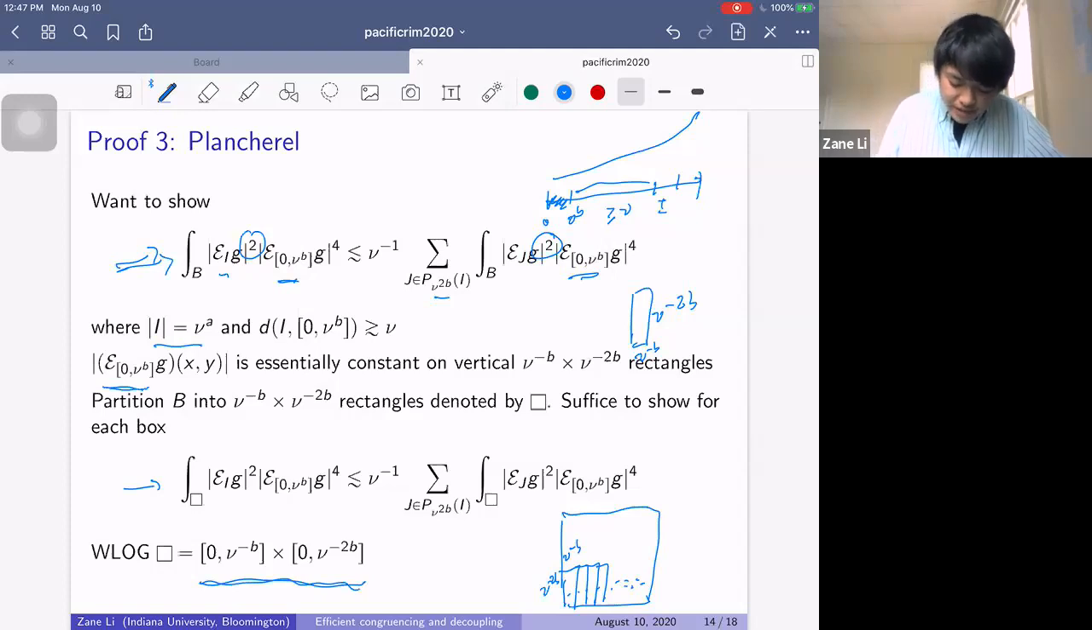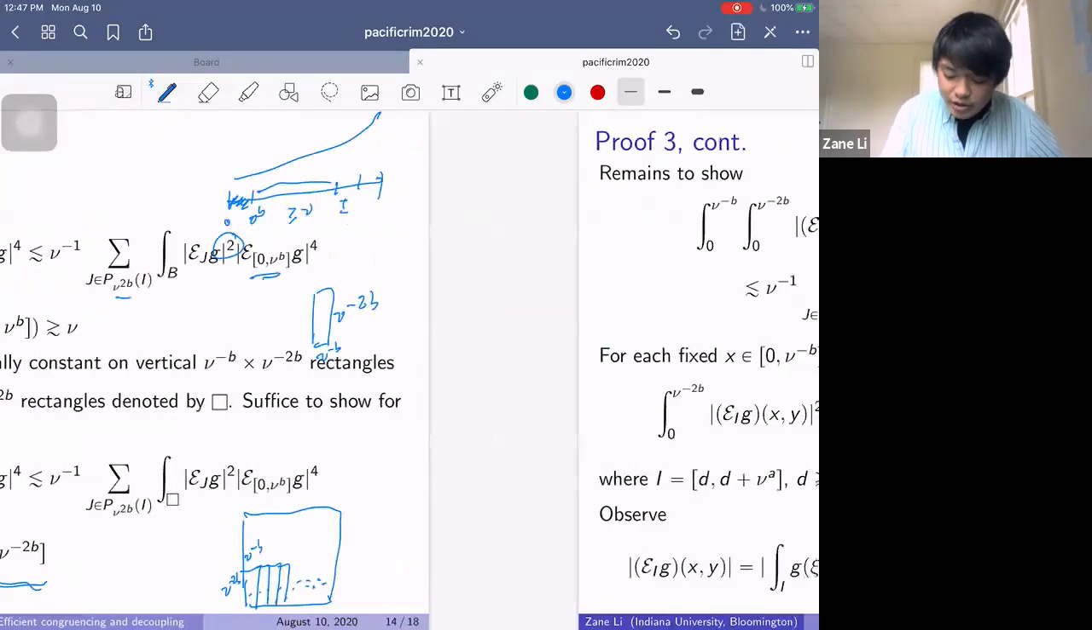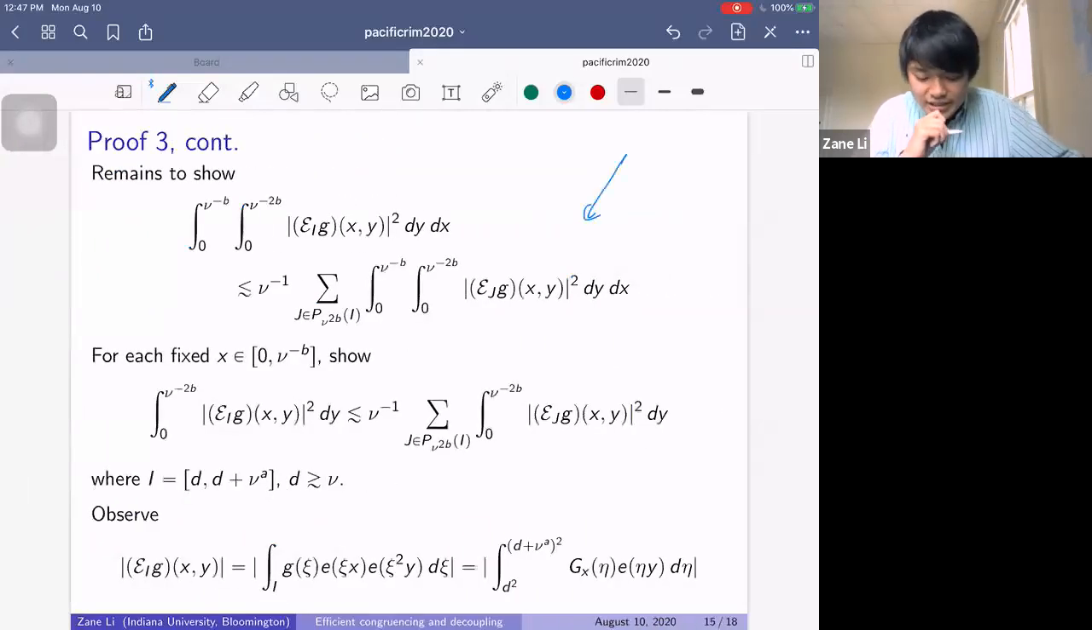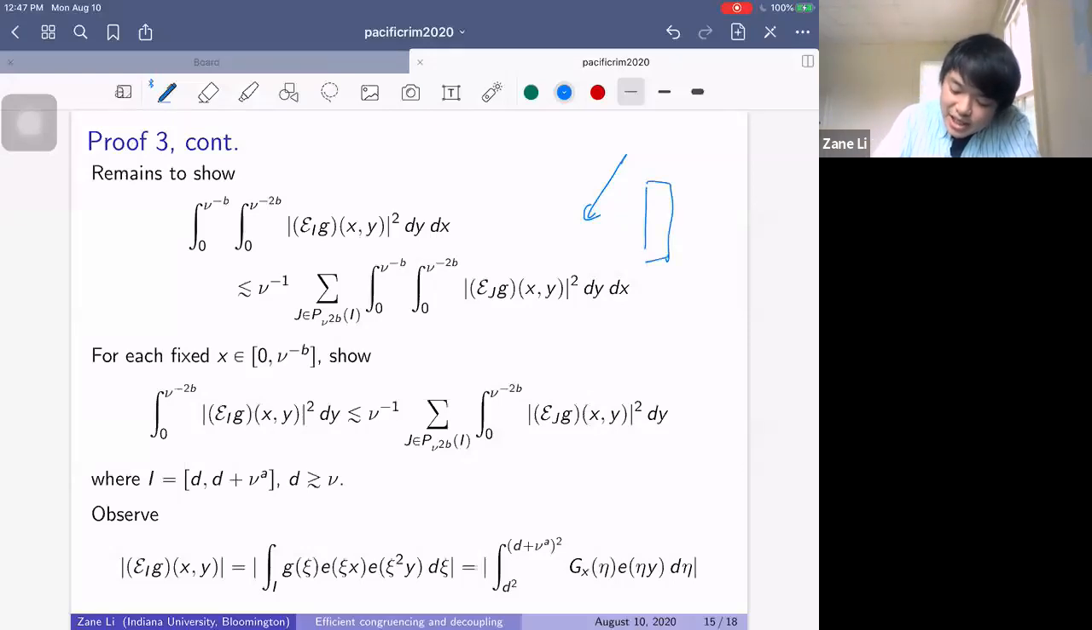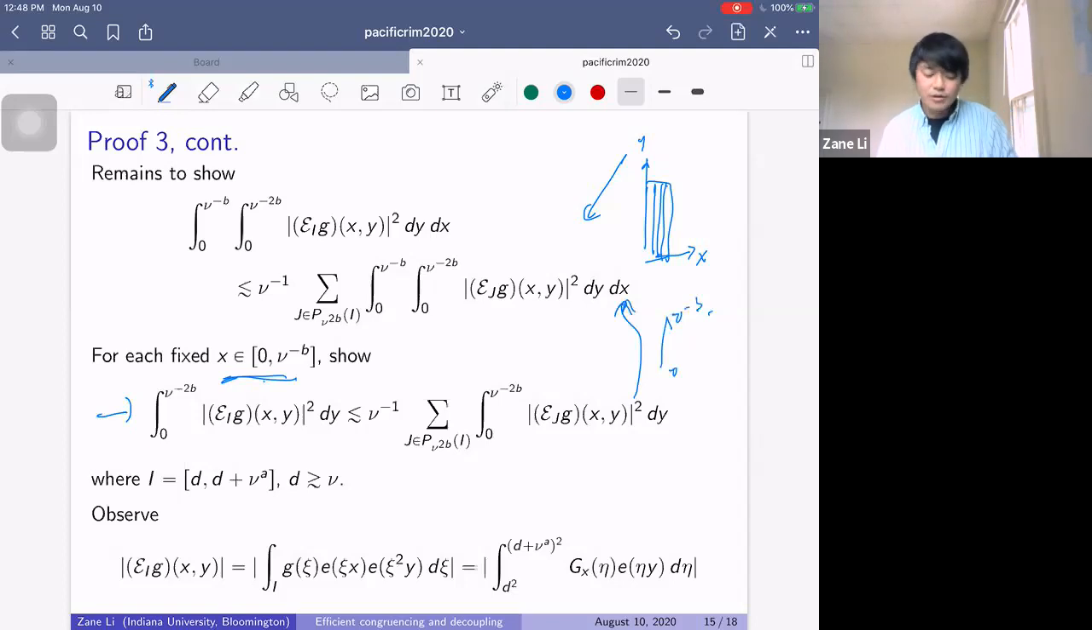All we did in this step was rewrite what the box is, and then it suffices to say the following. This is the x direction, this is the y direction. We're going to fix x and just prove this estimate in y. Then we can integrate in x, and thus we get this. So we integrate over 0 to nu to the minus b, where now I is an interval of size nu to the minus a, far away from the origin.